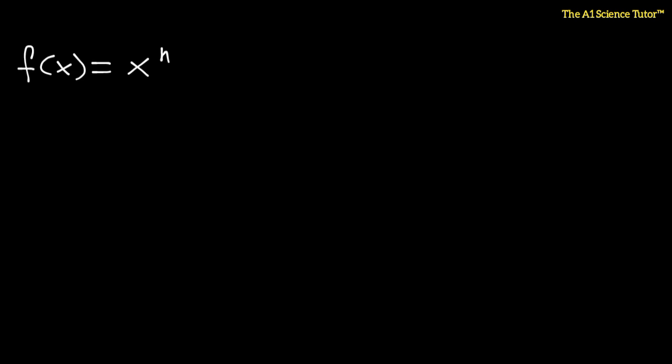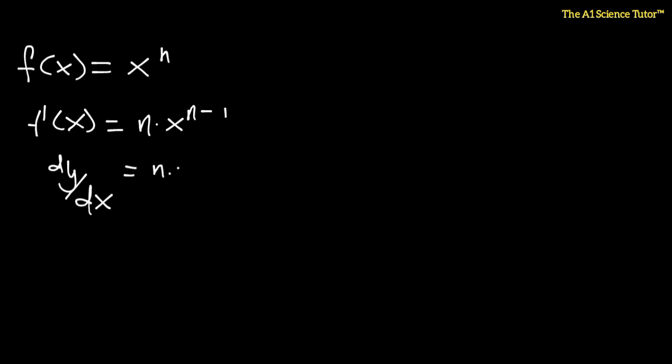Now, the derivative of this function will be written as f prime of x. And this is equal to n multiplied by x, and you need to subtract 1 from the power n. Now, f prime of x could also be rewritten as dy dx. So that will be the same thing. This is n multiplied by x raised to the power of n minus 1. So now let us take some examples based upon this principle.